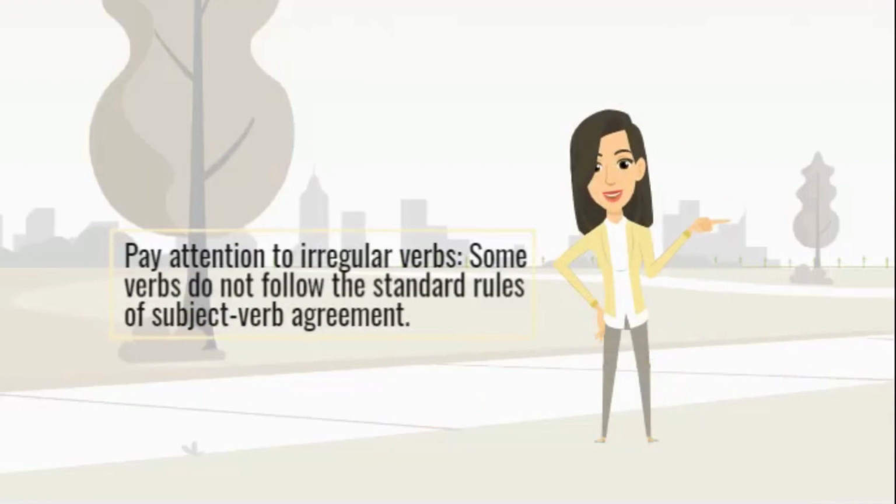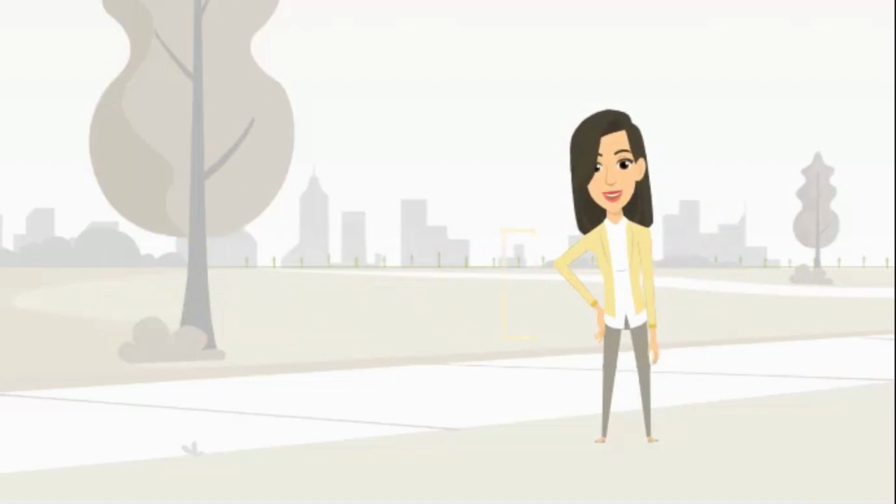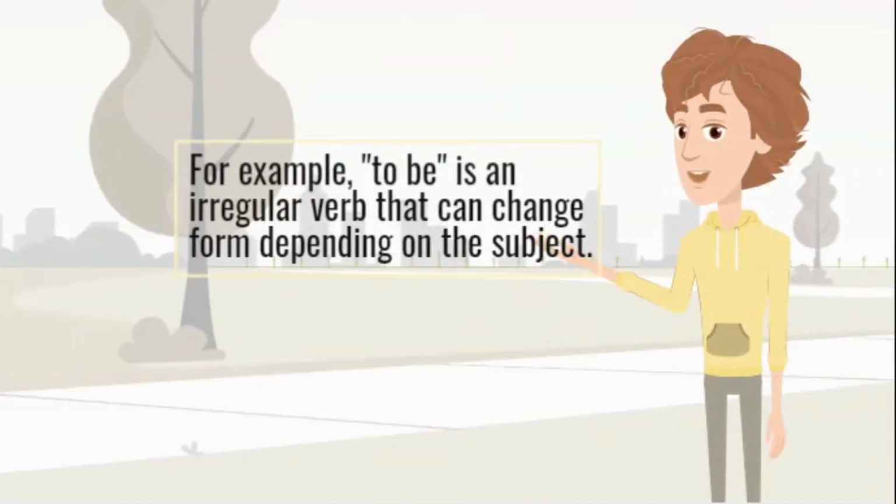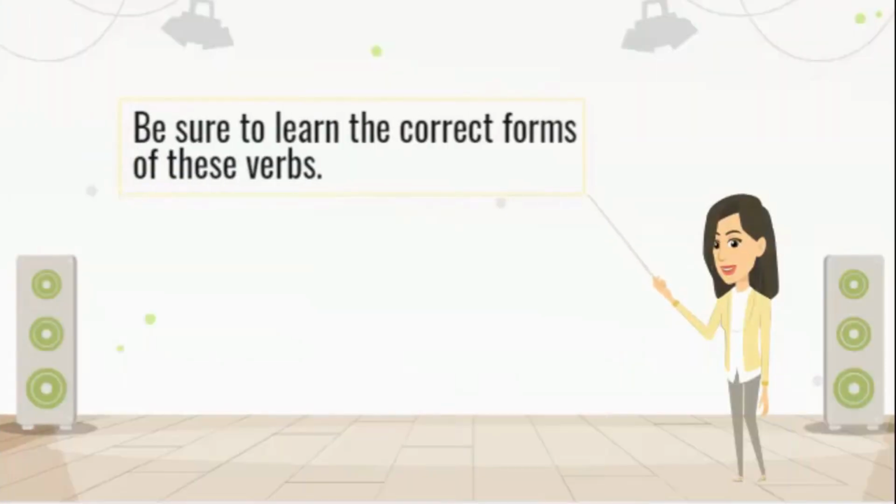Pay attention to irregular verbs. Some verbs do not follow the standard rules of subject-verb agreement. For example, "to be" is an irregular verb that can change form depending on the subject. Be sure to learn the correct forms of these verbs.